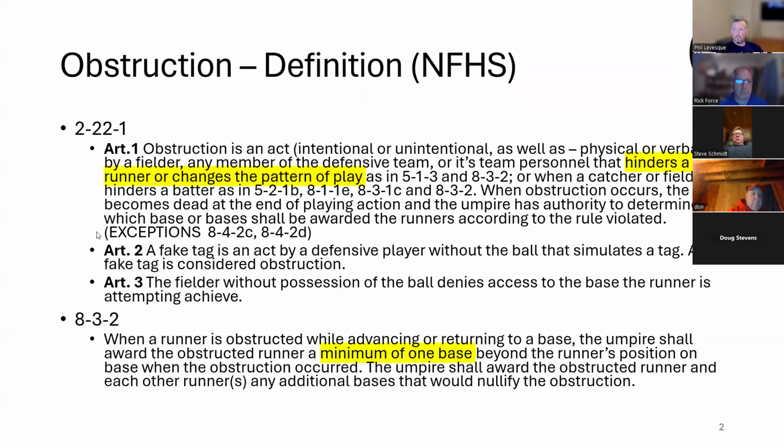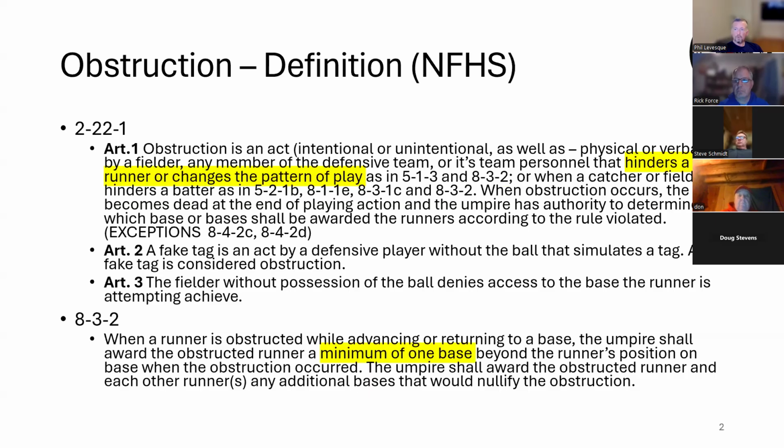So first, starting with the definition of obstruction for Federation baseball. I won't read these to you. They come straight out of the rule book. What I want to highlight here, for the purposes of Federation and its difference from OBR, is the concept of hindering a runner or changing the pattern of play. You'll note that language will be different from what we'll see for OBR, and that will be important.